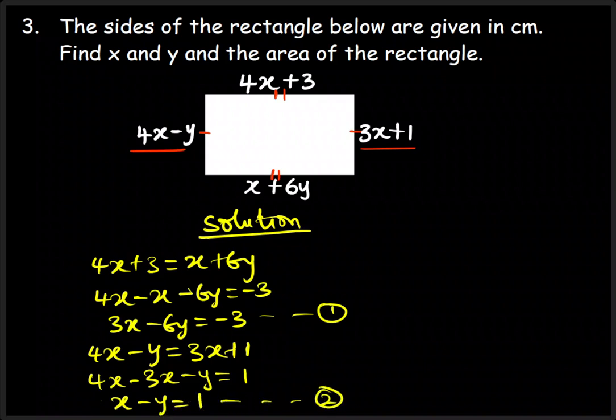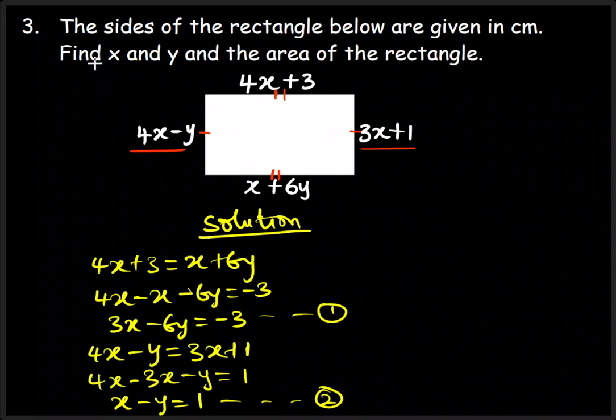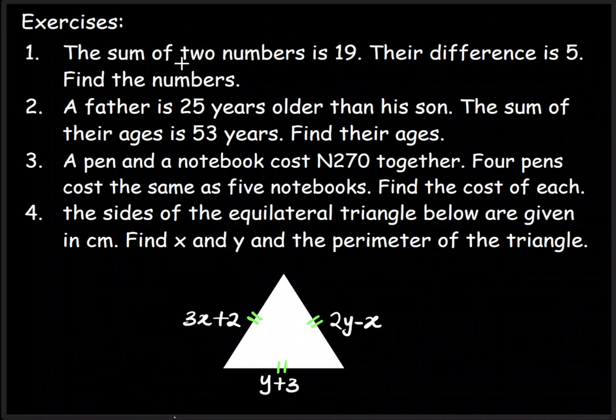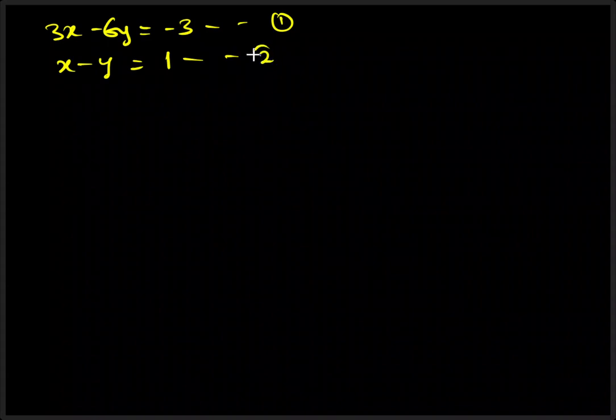All right, so let's put the two equations together and then we'll solve. So we have 3x minus 6y equal to minus 3, and then we have x minus y equal to 1. Okay, so this is equation 1 and this is equation 2. So what do we do? From equation 1 or from equation 2, we are using the substitution method.